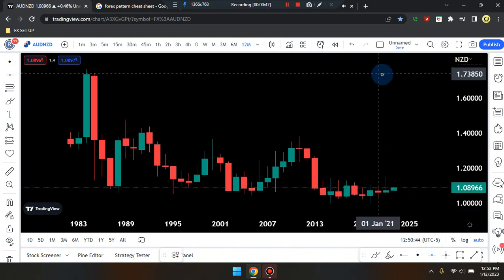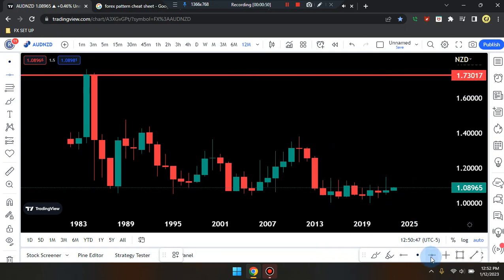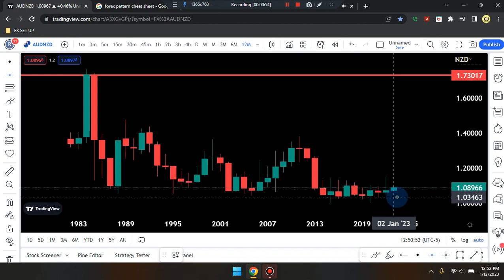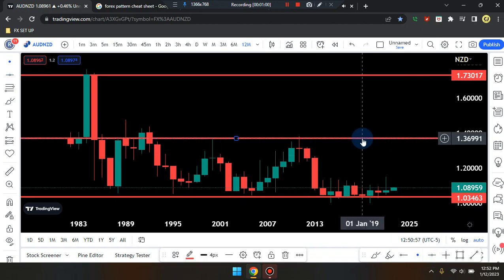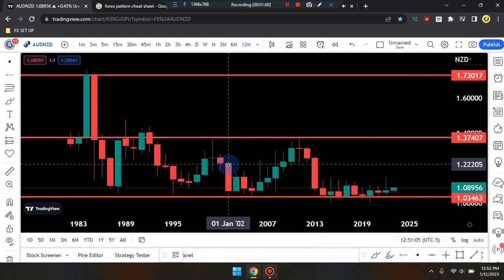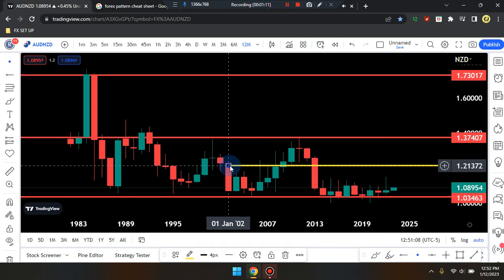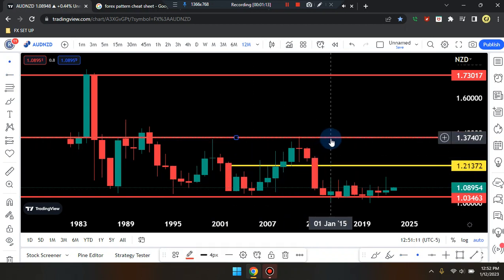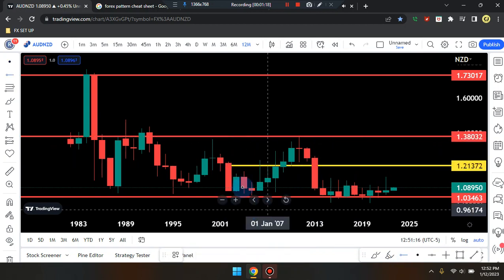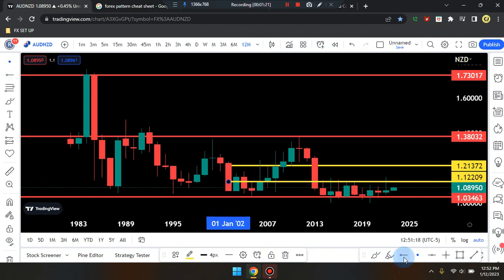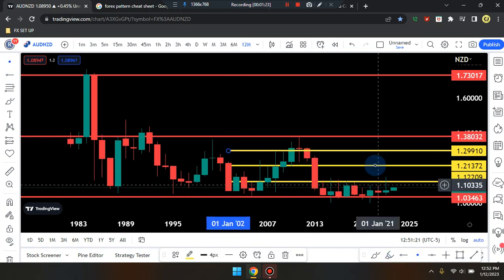We do have price action overall, higher highs, price action overall, lower lows, midpoint, also adding second level lows, third level lows, and fourth level lows.